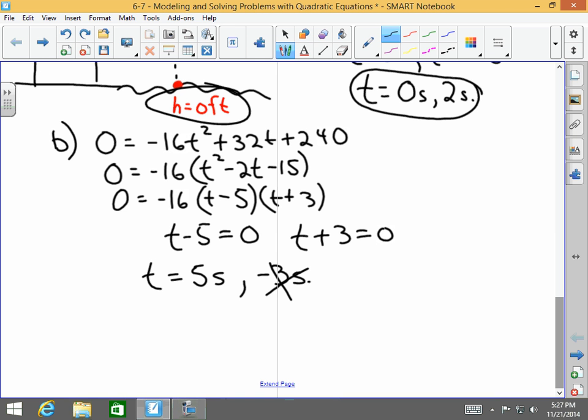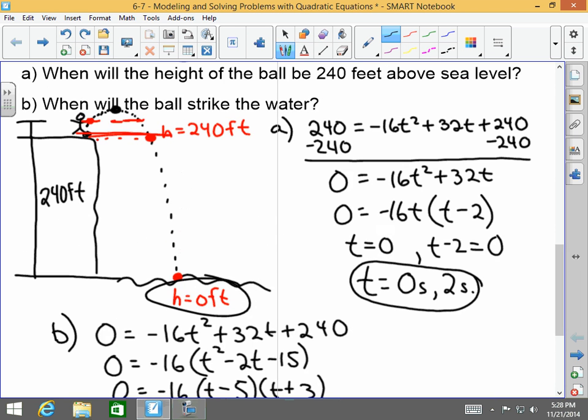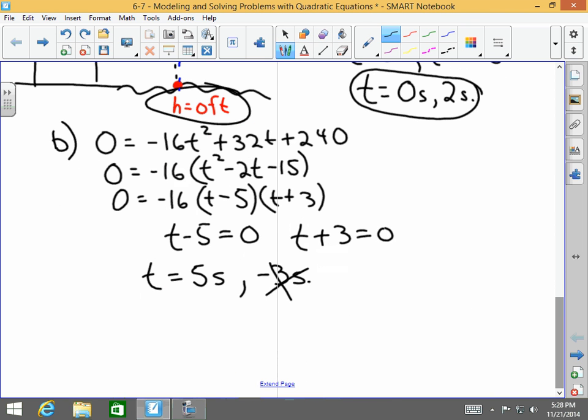Not too complicated, right? Isn't too bad, I hope. All right, so that means that from the time that he threw the ball up, it took 5 seconds to splash into the water. Easy peasy, lemon squeezy. All right, let's move on.